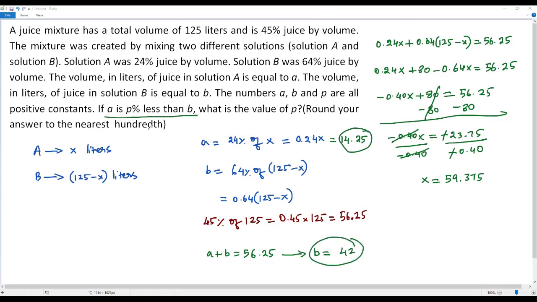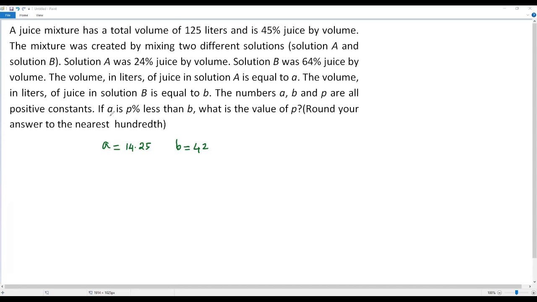Now we can use this information, that is a is a p percentage less than b, to find the value of p. Okay, now let me erase the stuff and continue the problem. Now let's write this statement as an equation, that is, a is equal to p percentage less than b, that means we have to subtract p from 100 percentage times b. Okay, here for a we can plug in this value 14.25 equals to, and we can write this percentage as a fraction, then we get 100 negative p divided by 100 times, and for b we have the value 42.